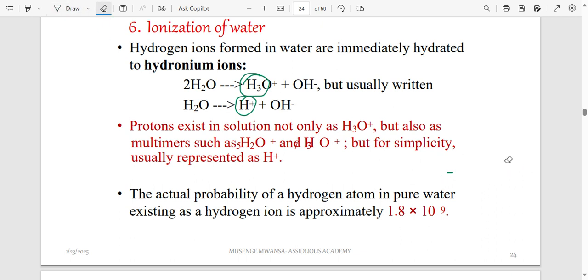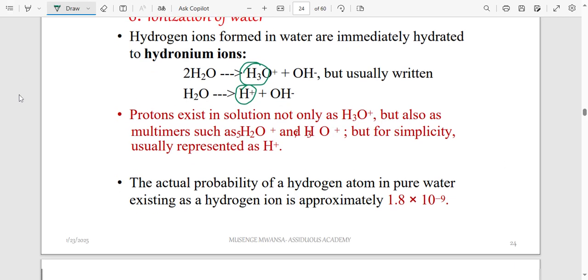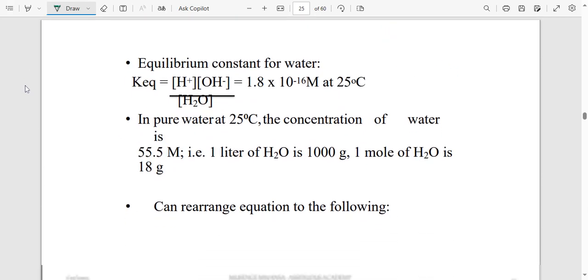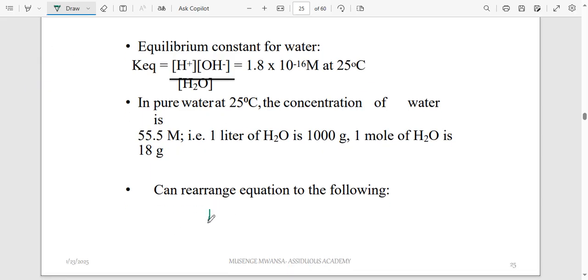The actual probability of a hydrogen atom in pure water existing as a hydrogen ion is approximately 1.8 times 10 to the power negative 9. Not for you to master, of course. So you can calculate the equilibrium constant of water, because the way water is, look at this, H2O, it can undergo hydrolysis to form H plus and then plus hydroxide. This is a liquid. This is going to be in aqueous. It's dissolved when this is in aqueous.